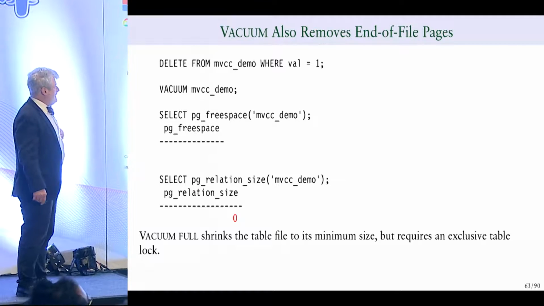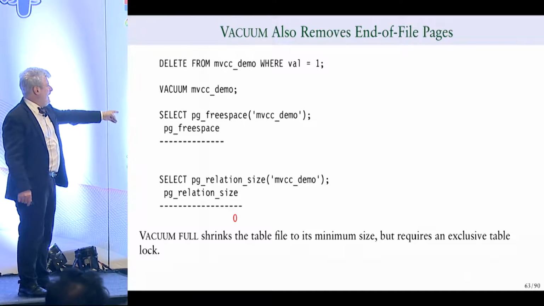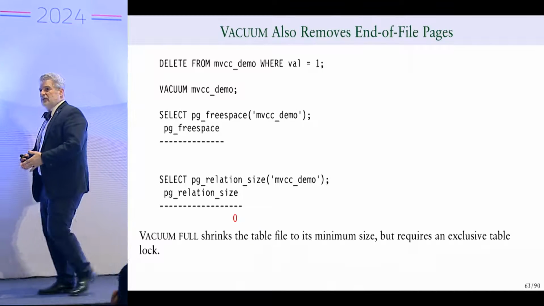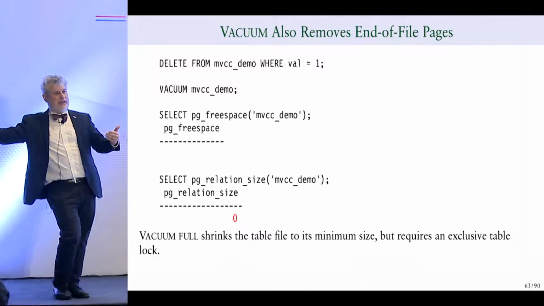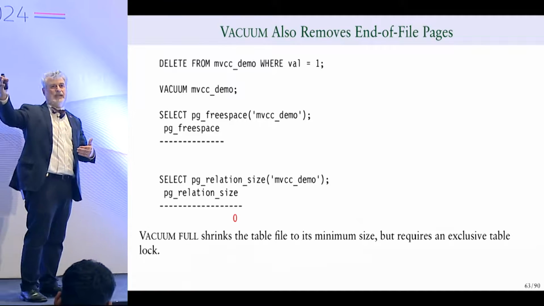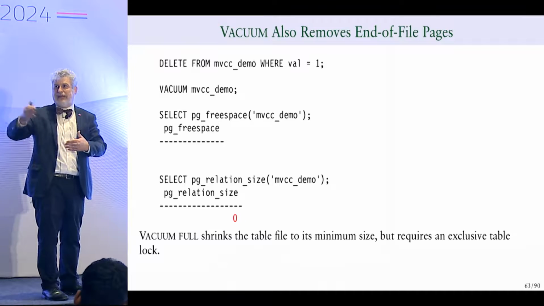Vacuum removes stuff at the end of the page. So for example, if I delete all the rows, vacuum will actually shrink the table to 0. If you have empty pages at the end of your table, the vacuum process knows to just remove everything. Or suppose you have 5 empty pages at the end of your table, it'll just remove the last 5 empty pages and shrink it down.